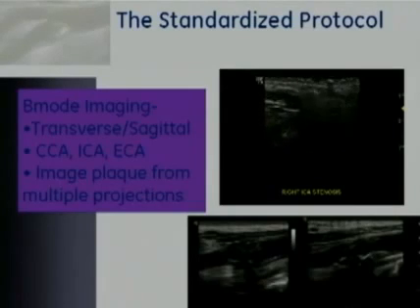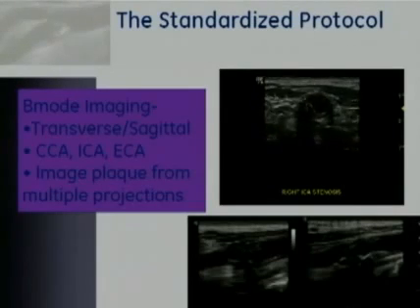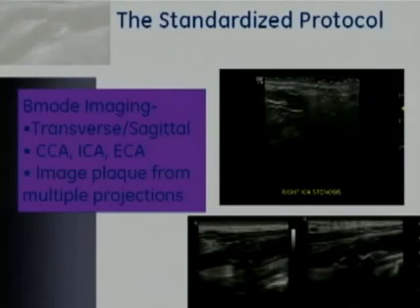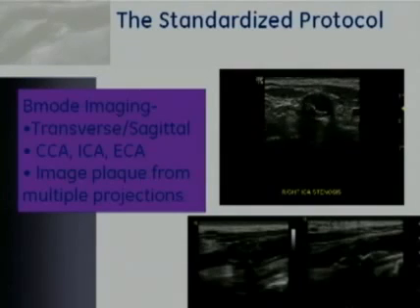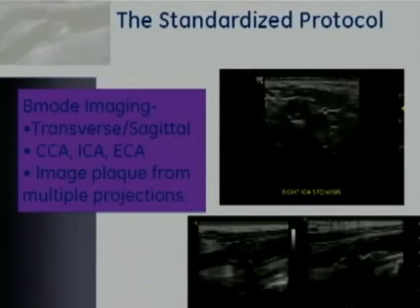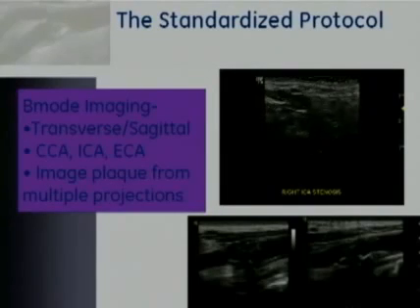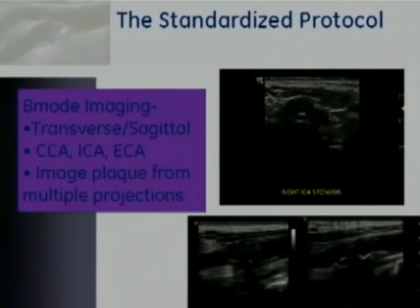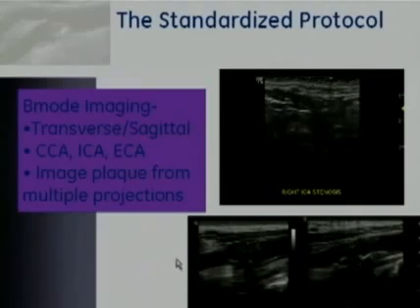Once I've done the transverse images, then I'm going to turn the probe into a sagittal plane and take images in a sagittal plane again of the common carotid, starting at the very most proximal portion near the origin and then up to the internal and the external. And again, taking images from different projections.